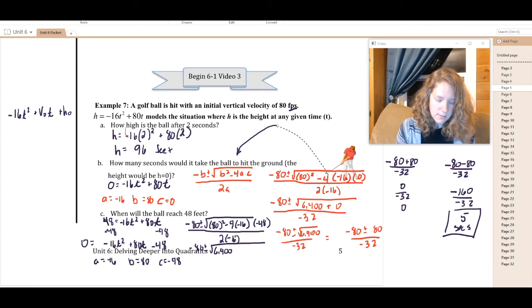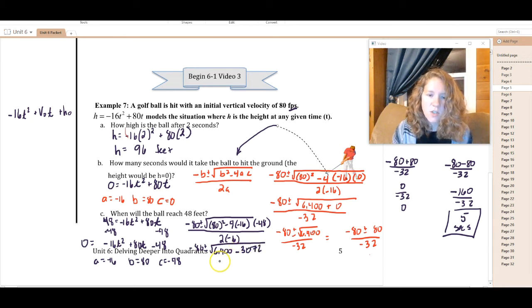is negative 3,072, so minus 3,072. All over negative 32 because 2 times negative 16. All right, now I have to do the subtraction that's inside the radical. So 6,400 minus 3,072 is 3,328.